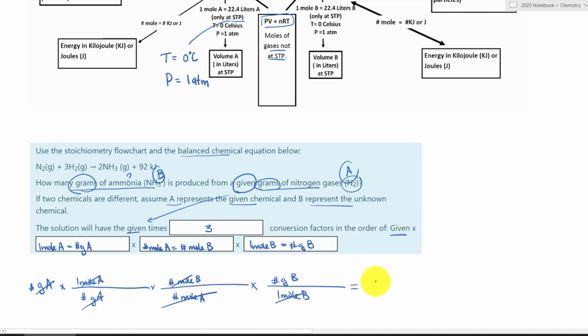So now, what do I have? I just multiply everything on top, and your answer would be somewhere in grams of B. Okay, so that's the logic behind using the flowchart. As you are practicing with this, the goal is to help you memorize it. Eventually, we're going to solve a problem with it, okay? So the first step right now is just memorizing the flowchart.